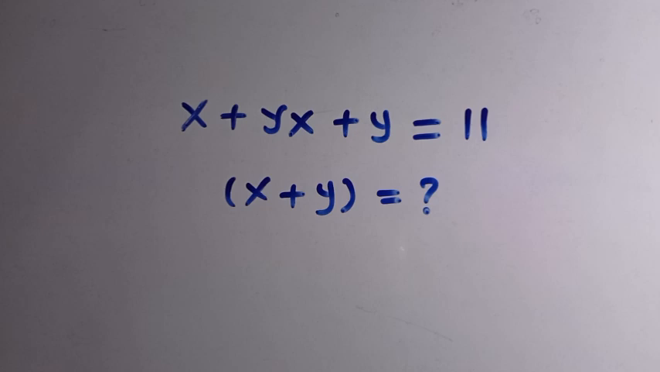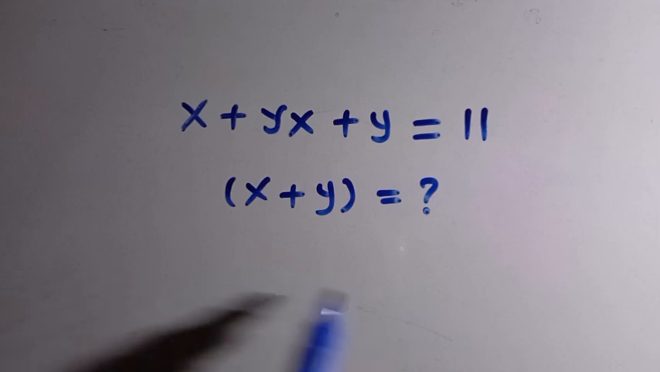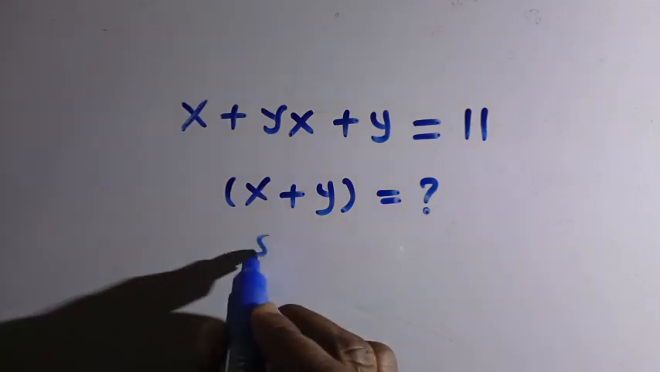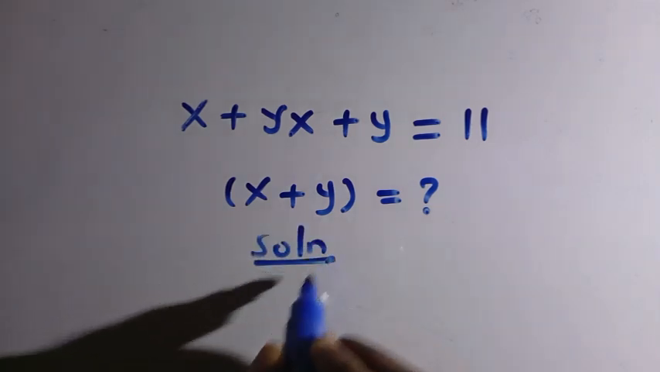How to solve these nice algebra equations? We have x + y + xy = 11. I want to find x + y that satisfies this. So let's consider the solution from here.